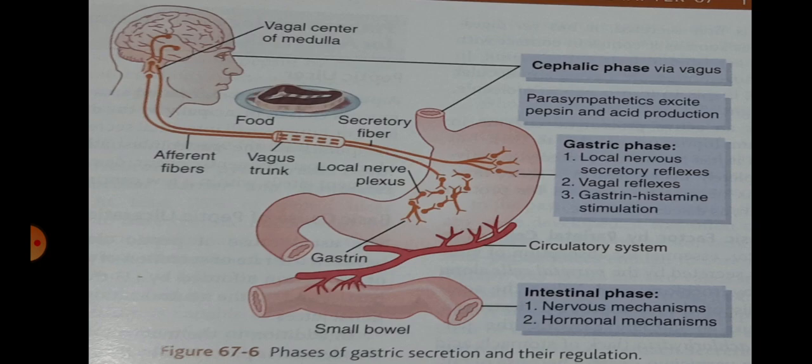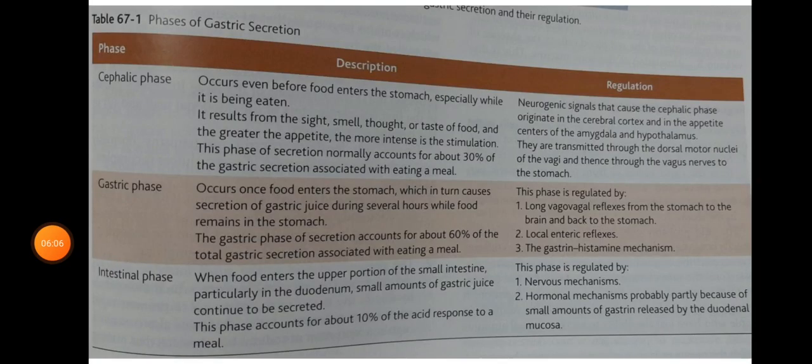How is it regulated? This phase is regulated by nervous mechanisms and hormonal mechanisms, probably partly because of small amounts of gastrin released by the duodenal mucosa. Gastrin is secreted by G cells, as we know. This is a brief overview of the phases of gastric secretion.